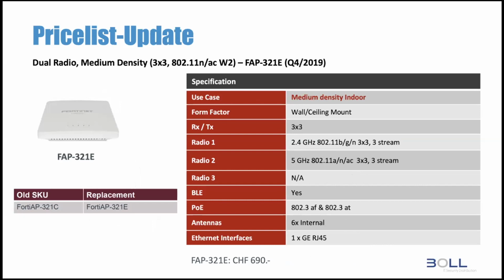Something we have also been waiting for for quite a while, and now finally in Q4 it was released, so it's also available, is the replacement of the old 321C series. Now they have made a gap with the D and jumped directly to the E. It's a 3x3 multi-MIMO access point, which is not Wi-Fi 6, but 802.11 AC Wave 2. So quite a new and well-known technology. This provides just 1 gig internal Ethernet interface, but it's more or less sufficient for this kind of access point. And the price is very attractive with 690 Swiss francs, as you can see.